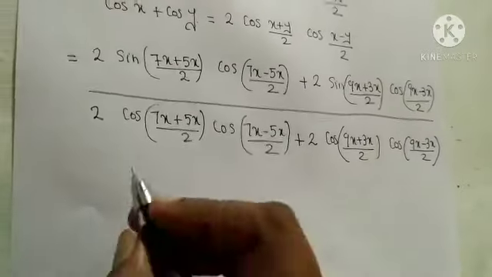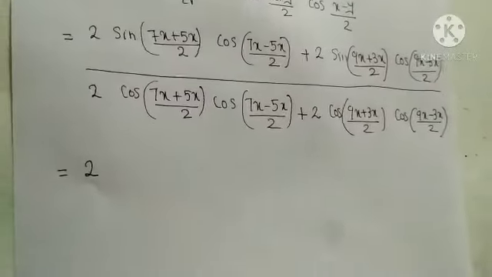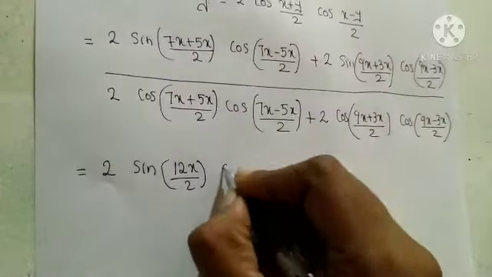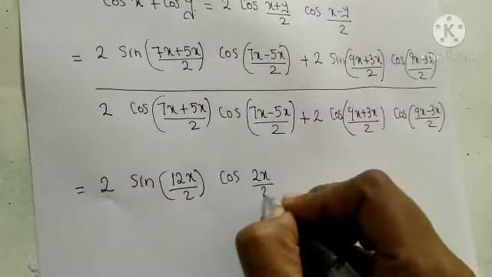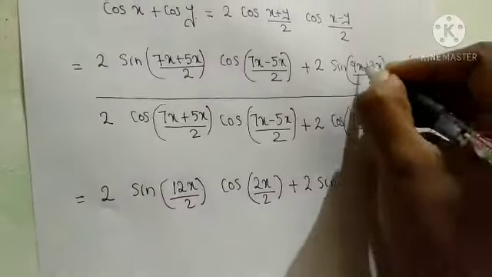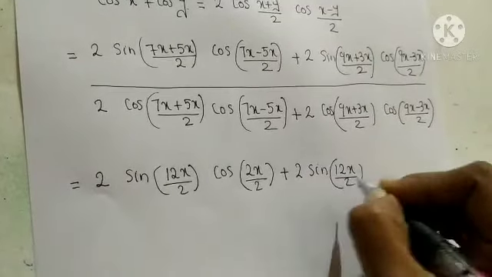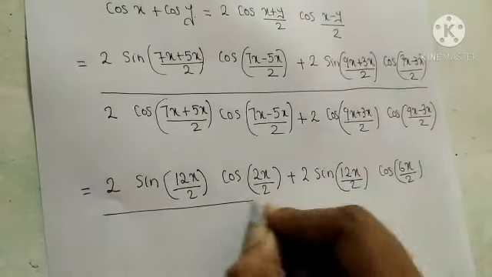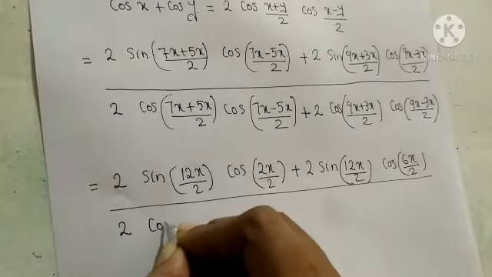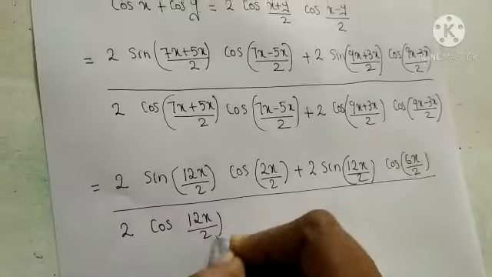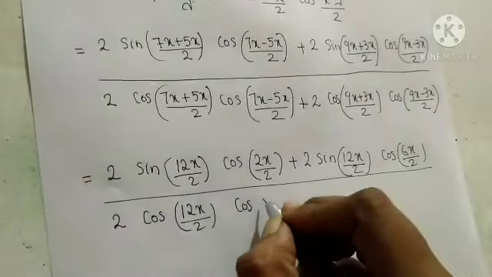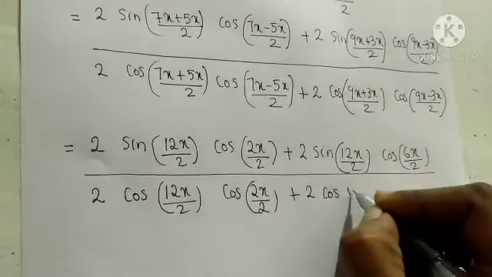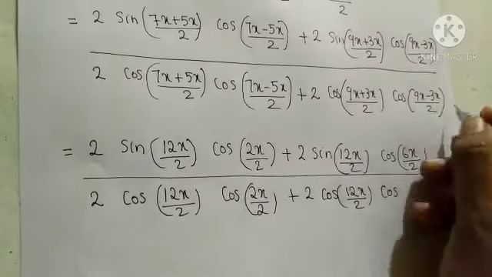Okay, so the next step will be 2 into sin (7x plus 5x becomes 12x) divided by 2 into cos (7x minus 5x becomes 2x) by 2, plus 2 sin (9x plus 3x becomes 12x) divided by 2, into cos (9x minus 3x becomes 6x) divided by 2, whole divided by, the denominator will change to 2 cos (7x plus 5x becomes 12x) divided by 2 into cos (7x minus 5x becomes 2x) by 2, plus 2 into cos (9x plus 3x becomes 12x) divided by 2 into cos (9x minus 3x becomes 6x) by 2.